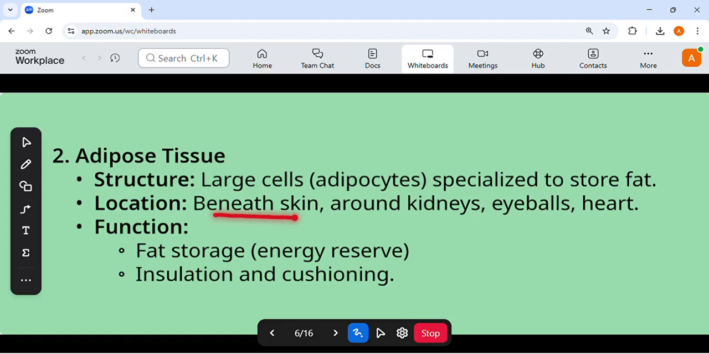So where is it present? Beneath the skin, around kidneys, eyeball, as well as around the heart. Function is storage of fat, so it functions as the energy reservoir, as well as it acts as an insulator and provides a cushioning effect. That is the function of adipose connective tissue, which is a part of loose connective tissue. So areolar and adipose are the part of loose connective tissue.